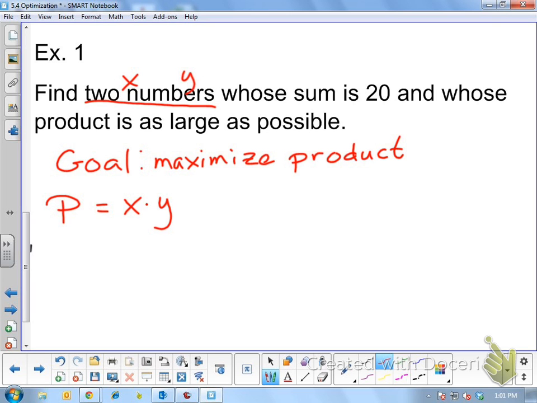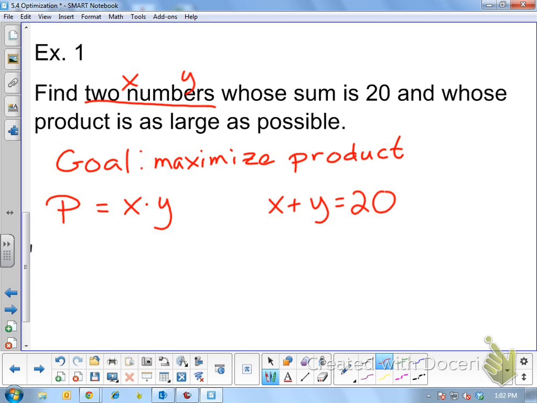The sum, so x plus y equals 20. Since they actually gave me the sum, I don't want to use a variable, I want to put in the number. So x plus y equals 20. And we want to somehow use that equation to either get only x's or only y's in this first equation. Think back to algebra, systems of equations. It is useful.